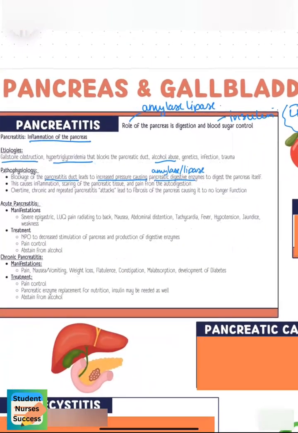As it starts to digest and cause pain, it causes inflammation of the pancreas, scarring of the pancreas, and the pain. Over time, chronic and repeated pancreatitis attacks will lead to hardening of the pancreas, causing it to no longer function. In these cases, it will lead to no insulin production, and also a lack of amylase and lipase production.